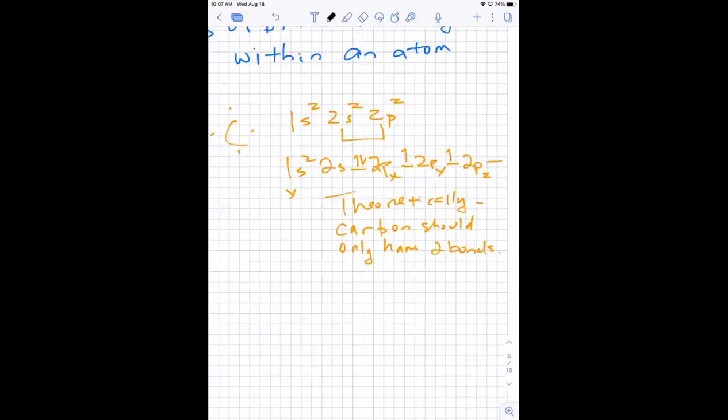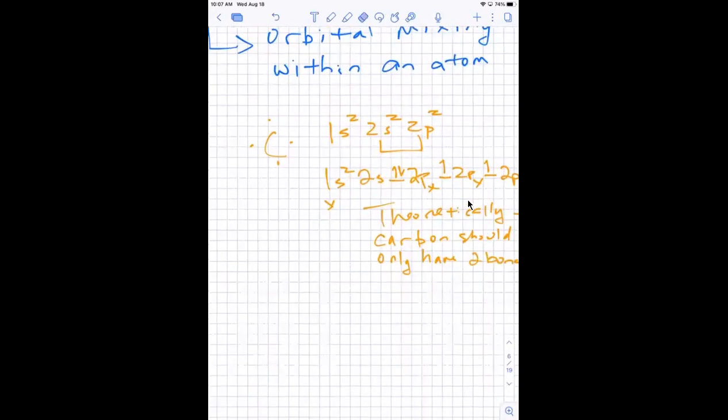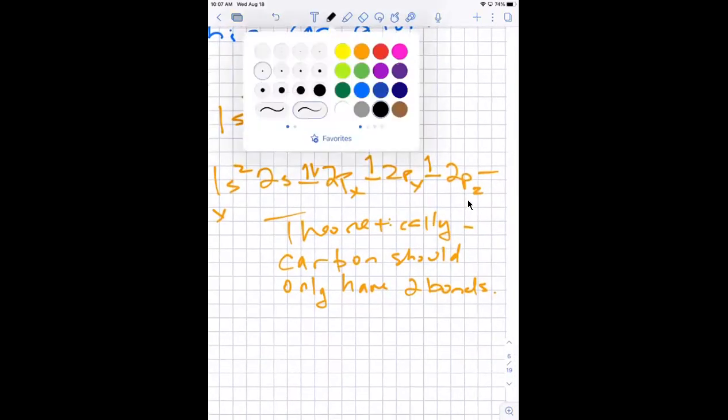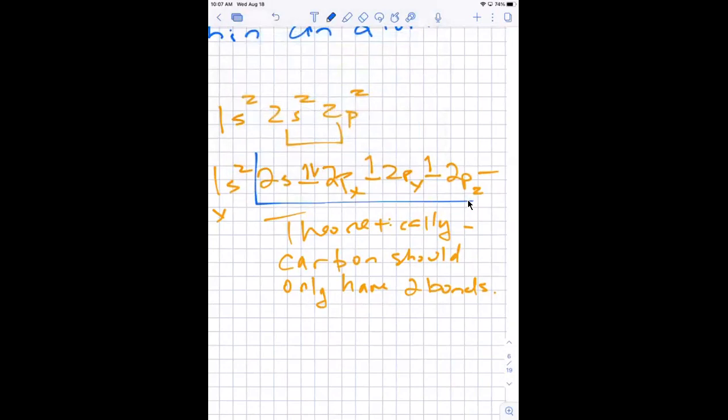So the question is now, how is it able to make 4 bonds but only 2 unpaired electrons? And the answer to that is what we call hybridization. That's the way that carbon is able to do what it does. So in order to do hybridization, or mix orbitals or add orbitals together, what we're going to do is take the electrons in the outermost shell, which in this case is in this second energy level right here. We're going to add those orbitals together.